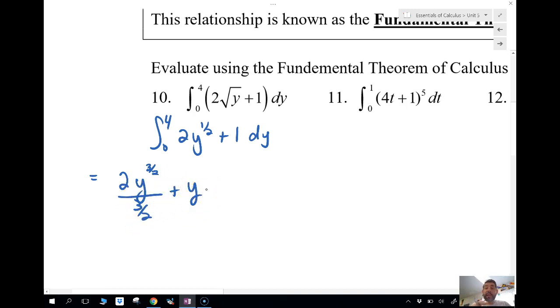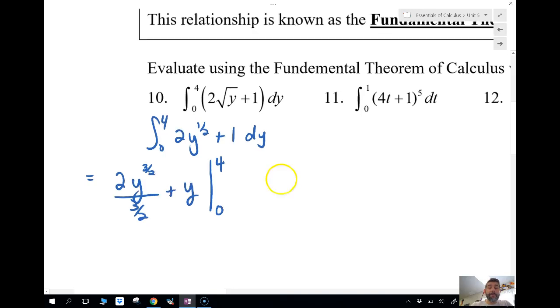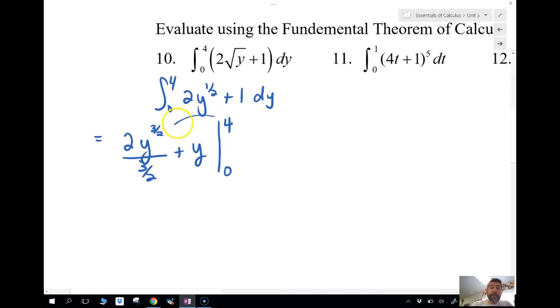Now instead of the plus c, what you're going to do with the definite integral is draw a line, and you're going to evaluate that from 0 to 4. So 0 on the bottom, 4 on top. Okay? And then you're going to plug in 4 for your variable. So I'm going to have 2/3, so that's 4/3 times 4 to the 3/2 plus 4. And then I'm going to subtract, and I'm going to plug in 0.